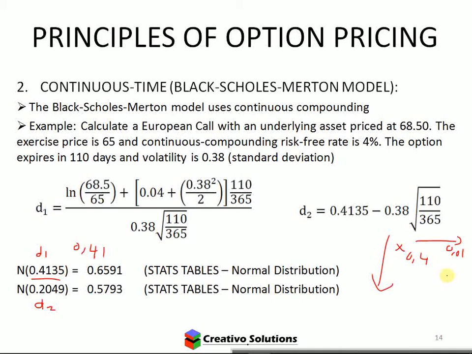No, yeah, 0.20. Yeah, 20. So 20 is the 0.5793. Okay. Right, so that's all you're going to have to do with that table. It's just, can you read off a figure from the normal distribution table?